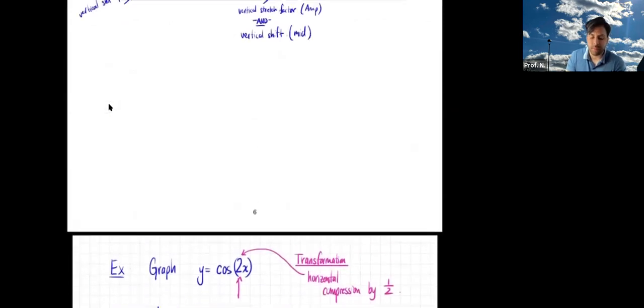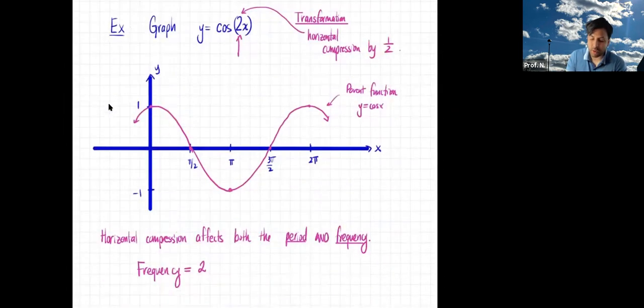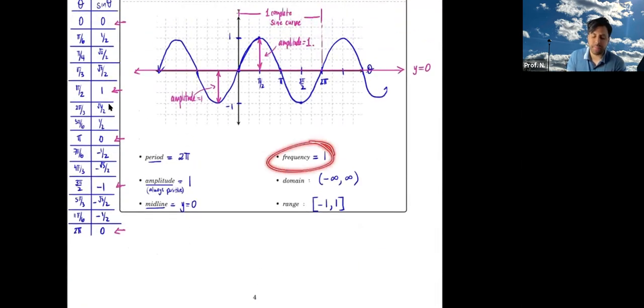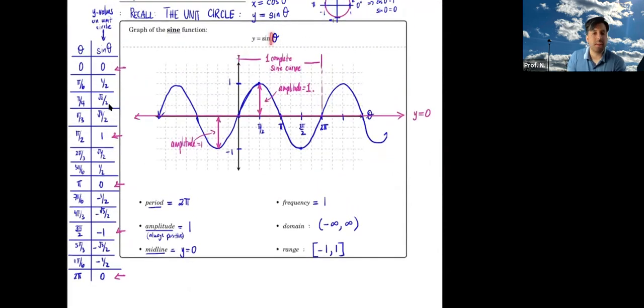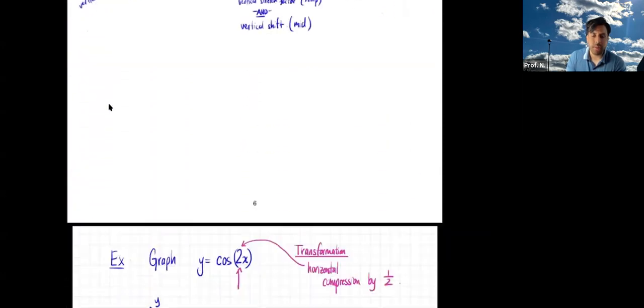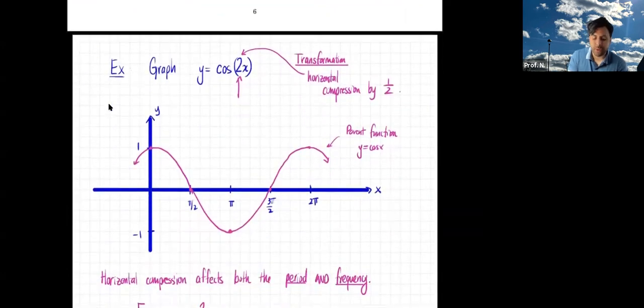When we talked about, for example, cosine of x, right? The frequency is just 1. We talked about that here, right? The frequency is 1, because I didn't have any horizontal compression or stretching. And we see one full cosine curve between 0 and 2 pi. That's what the frequency means. But now this 2 here, what is that 2 telling me? That tells me that from 0 to 2 pi, I'm going to see 2 cosine curves.